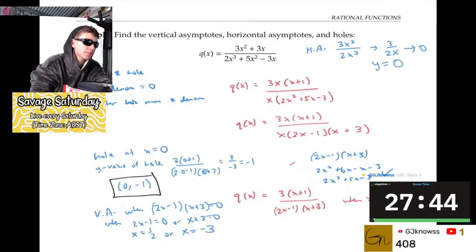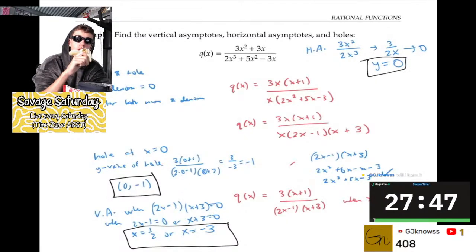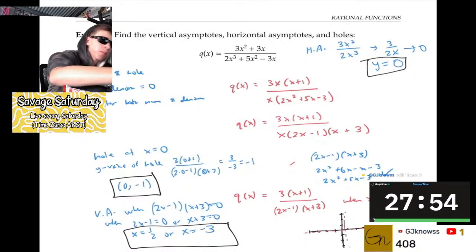So we found the major features of our graph: the hole, the vertical asymptotes, and the horizontal asymptotes. Together, this would give us a framework for what the graph of our function looks like. Horizontal asymptote at y equals 0, vertical asymptotes at x equals 1/2 and x equals negative 3.